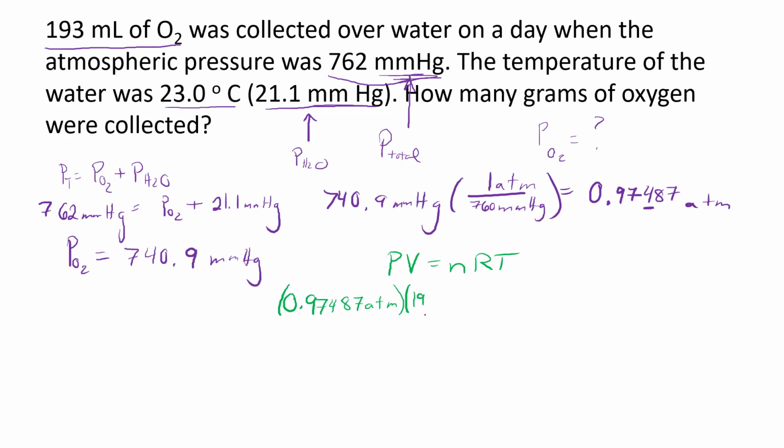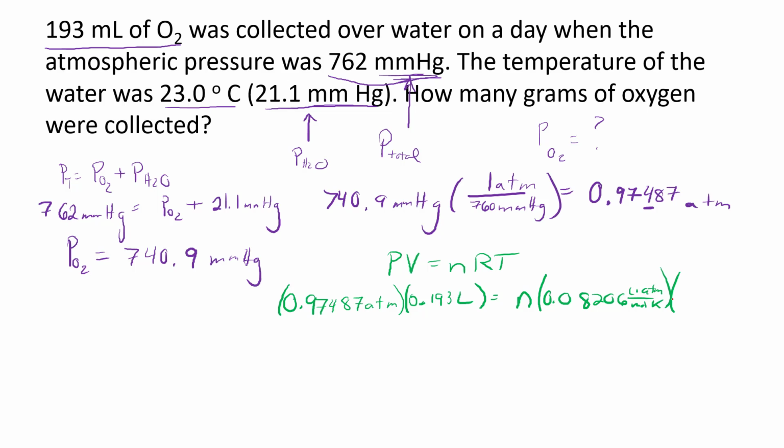Oh, but wait. Do we want to use 193? We sure do not. So we want to use 0.193 liters equals moles. Do we know it? Nope. We're trying to solve for grams. So we're going to solve for moles, and then we'll convert that to grams. So then my R is 0.08206 liters times atmospheres per mole Kelvin.